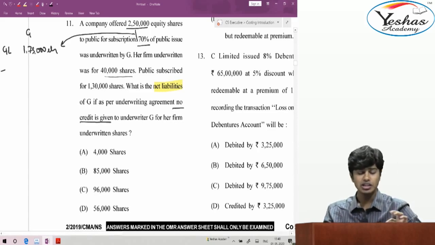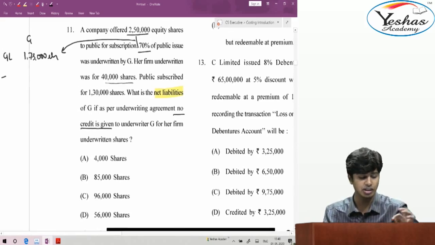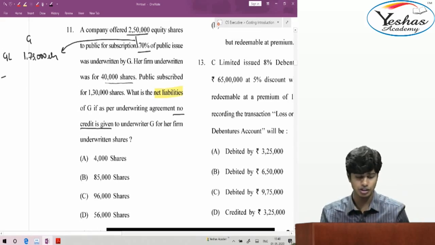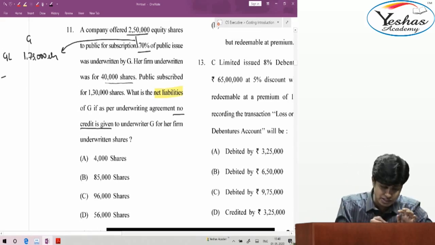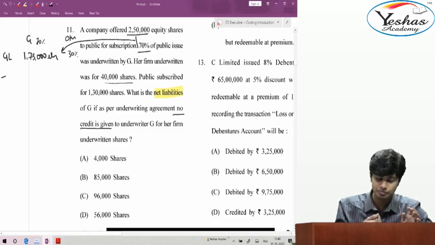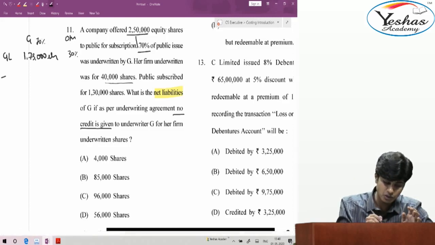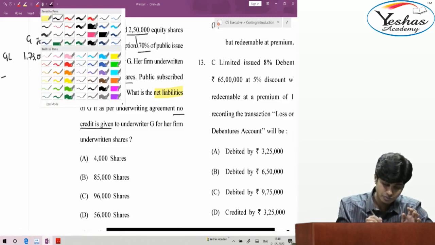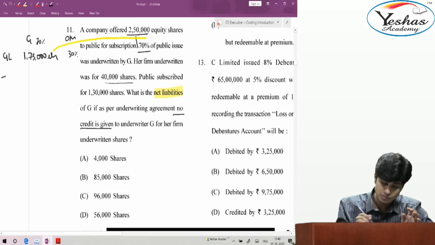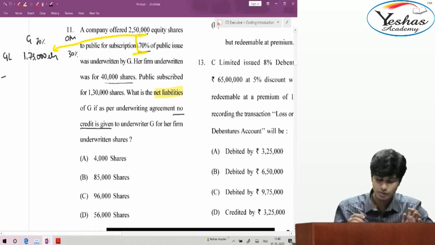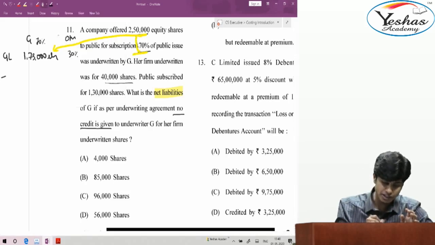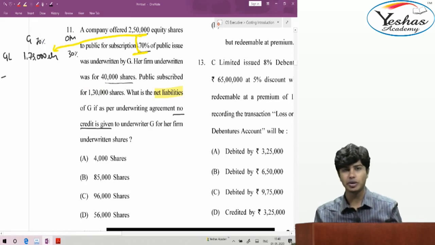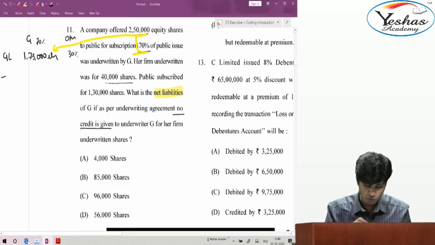When no credit is given, this 40,000 will not be deducted from our share completely. It will be deducted from all the underwriters together. 70% is G, no? So there will be some other person who's basically dealing with 30%. Yeah, there is some other underwriter who is basically dealing with the 30%. So basically G is able to get benefit only out of 70%. So 40,000 shares are that way.